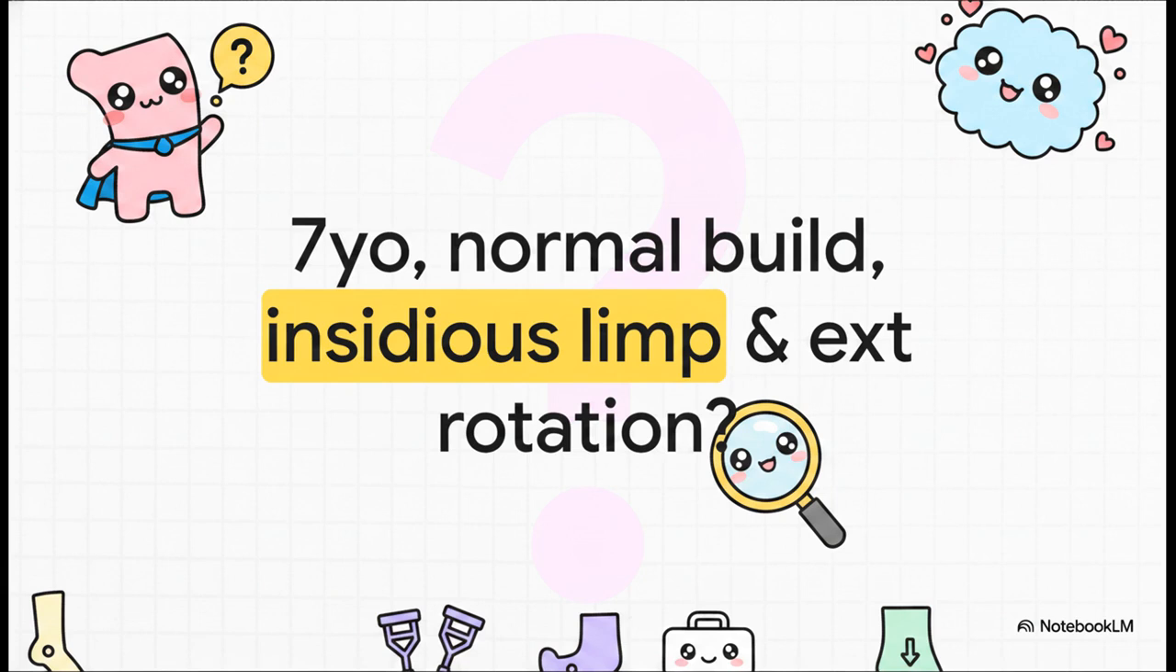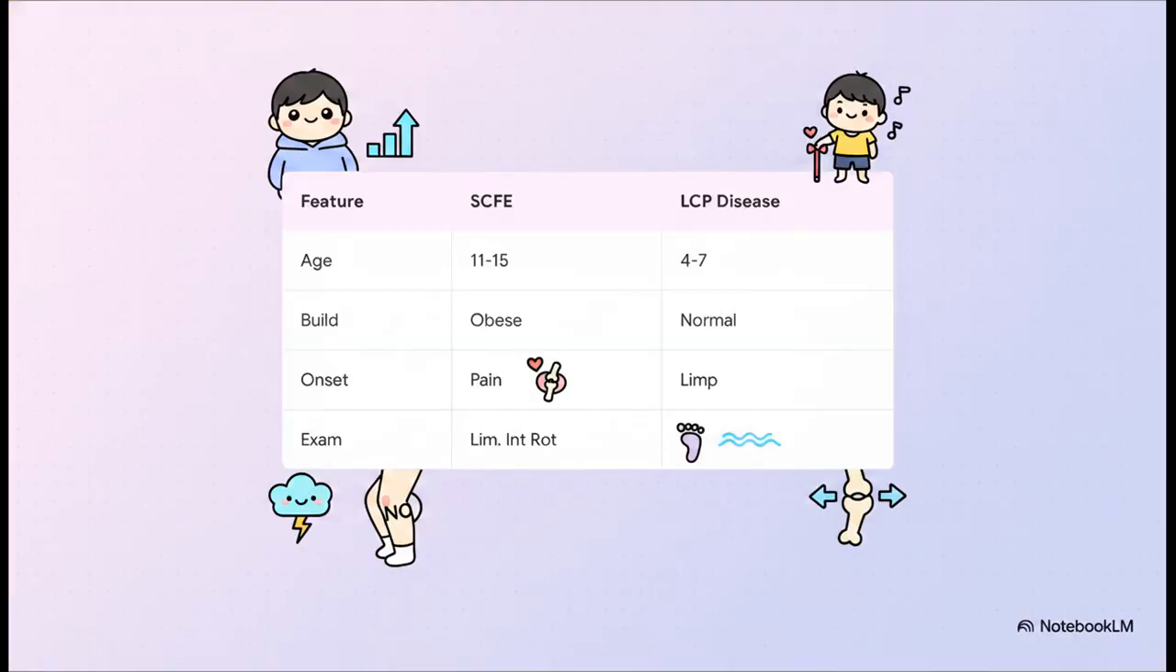It characteristically strikes young boys between 4 to 7 years old who are otherwise of completely normal build. And that external rotation you're seeing, it's actually caused by adductor and flexor muscle spasms actively trying to protect the joint. Contrasting these two is a fantastic diagnostic exercise.